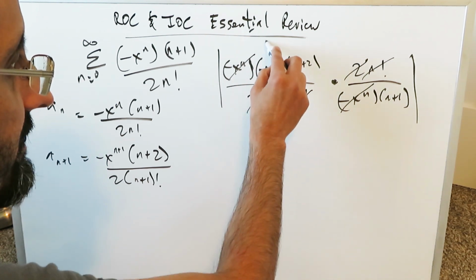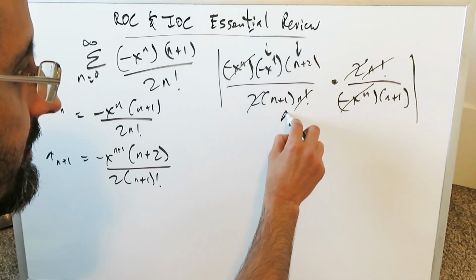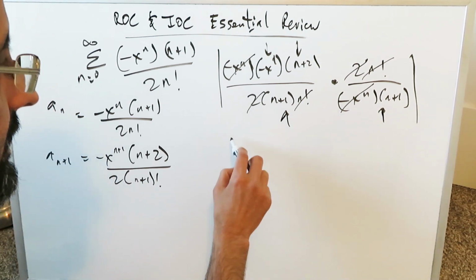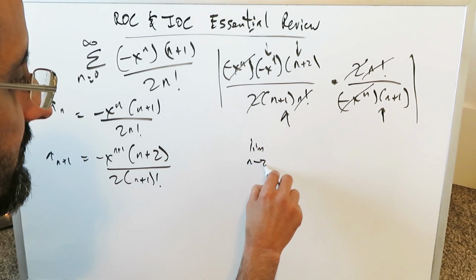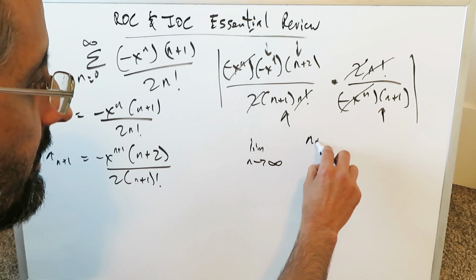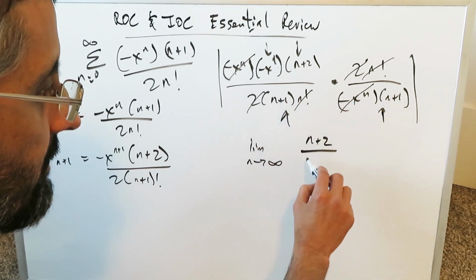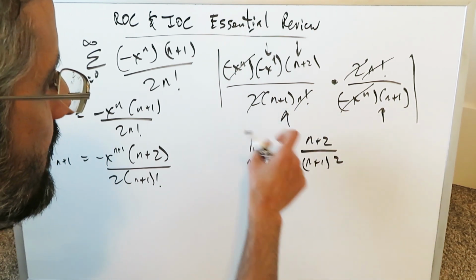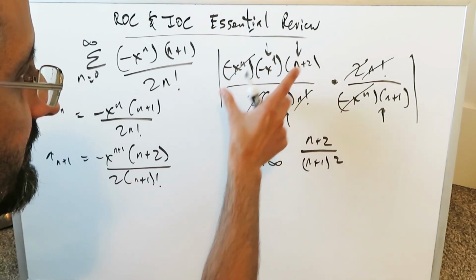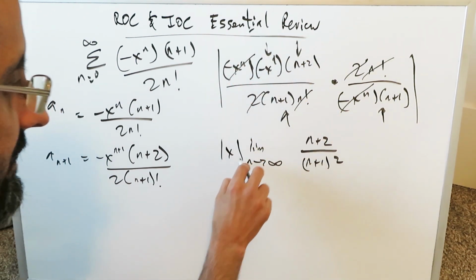In essence, what remains is this, that, and that right there. Limit as n approaches infinity, you have this n plus 2 here in the numerator. You have n plus 1 times n plus 1, which is n plus 1 whole square. You have a minus x to the 1, which is a minus x, but in the absolute value you can bring it out as that.